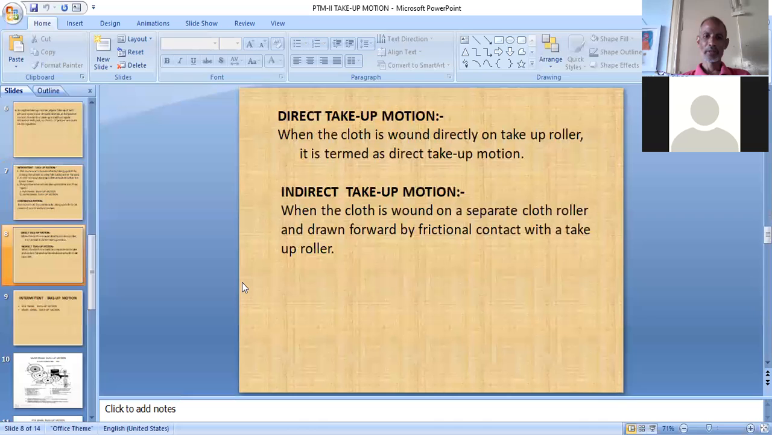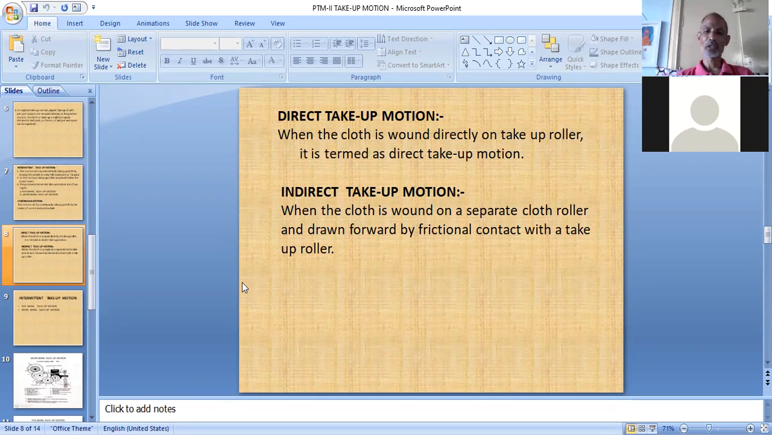And what is the meaning of direct and indirect? When the cloth is wound directly on tack up roller, it is termed as direct tack up motion. जो कि negative tack up के केस में होता है, हम एक ही roller use करते हैं, तो directly वही withdraw करता है और उसी के ऊपर wind होता है. These type of motions are put in the category of direct tack up motion.